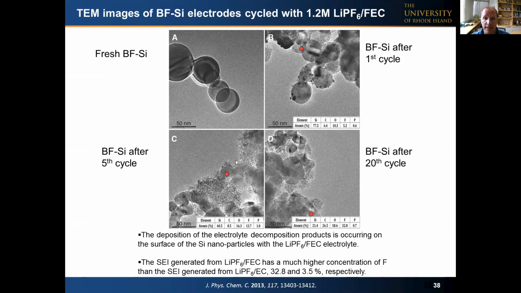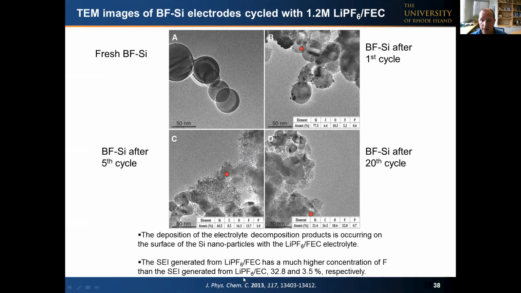But nonetheless, as we continue cycling these from 1 cycle to 5 cycles to 20 cycles, we can still see that the silicon particles are largely retained, and yet there's a surface film around these particles, which is clearly the generation of some solid electrolyte interface. Also, much like what we observed in the case of the LiPF6 and PC-based electrolytes, this solid electrolyte interface is very grainy, with clearly very small little nanostructured particles on the surface.